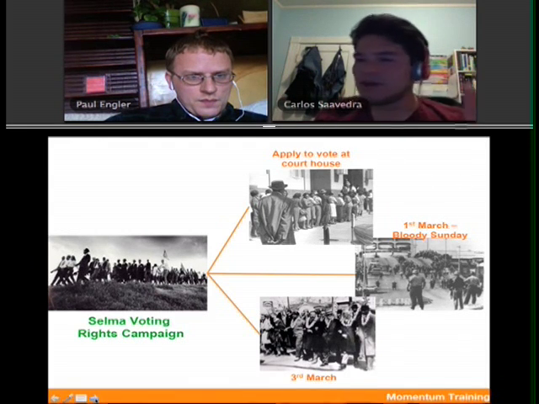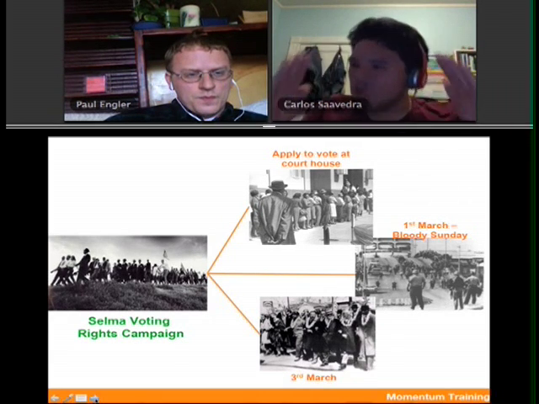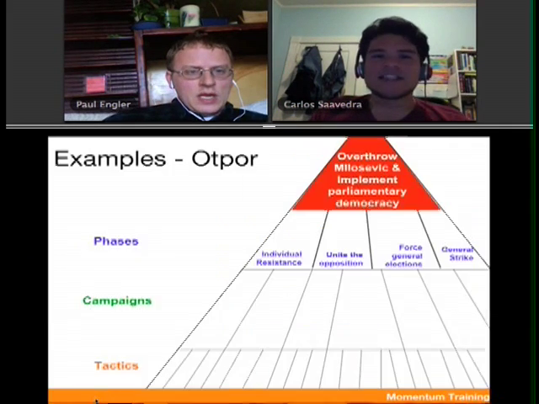There were multiple other campaigns, but we're just trying to show you this so you can see the breakdown from the pyramid and see how everything has to fit. Everything has to fit. So let's keep rocking.